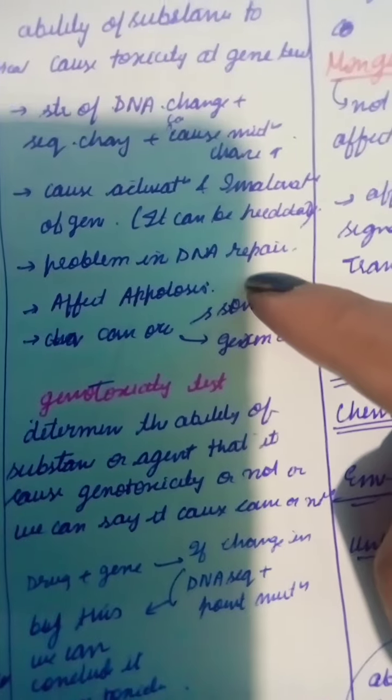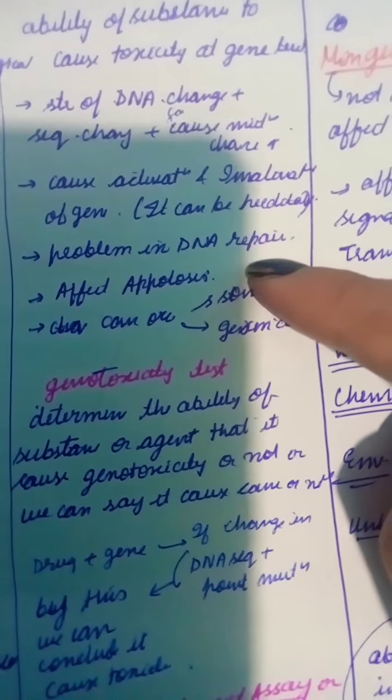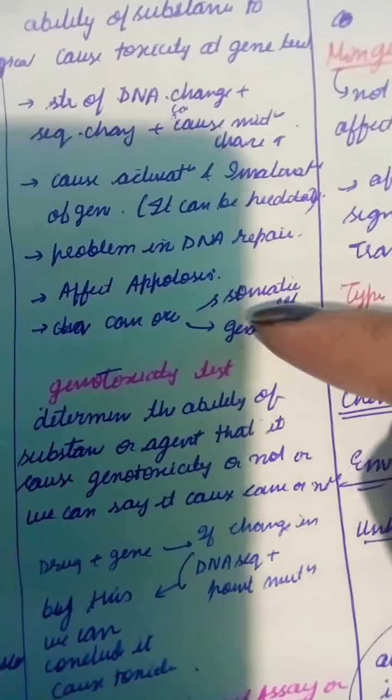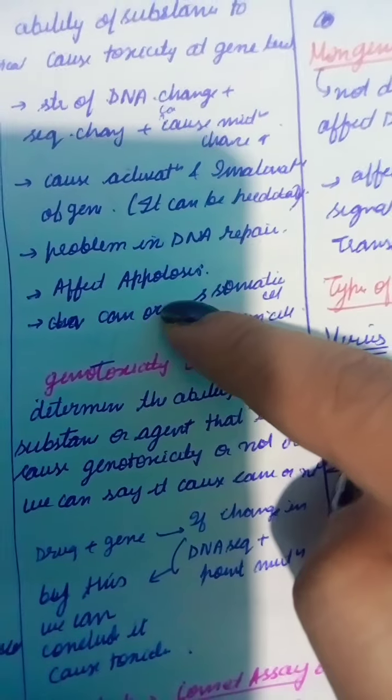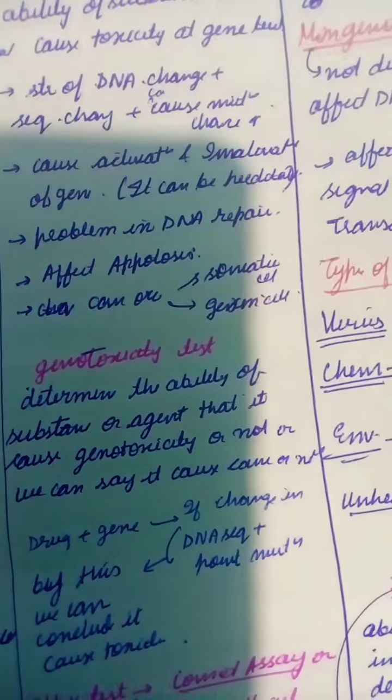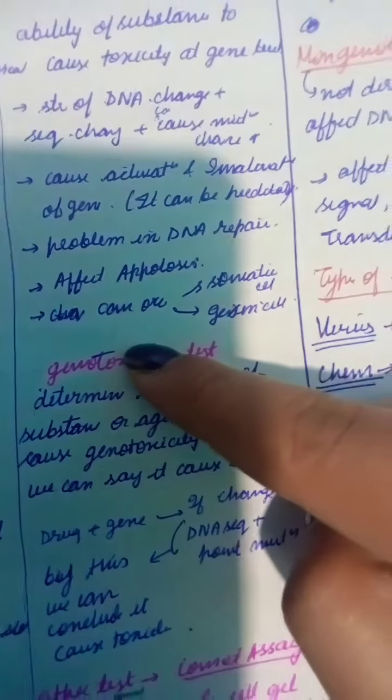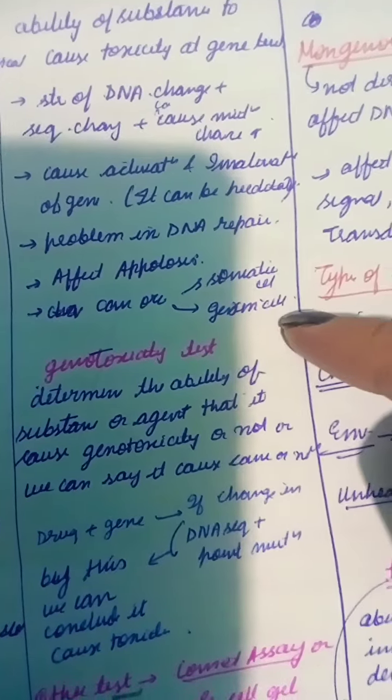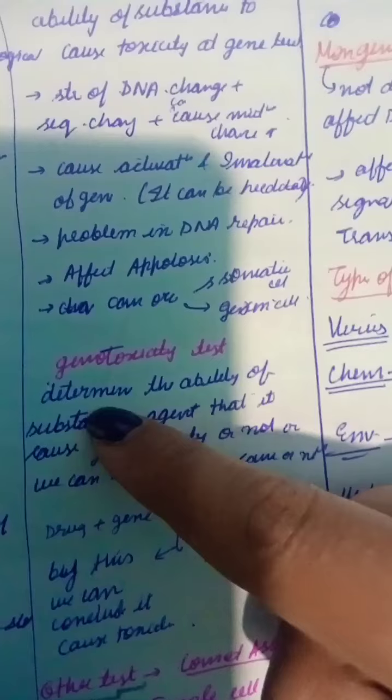Problems can occur in DNA, right? And DNA may not be able to repair itself. In fact, it can affect cells and can also cause apoptosis. It can be due to somatic origin or at the germ cells.